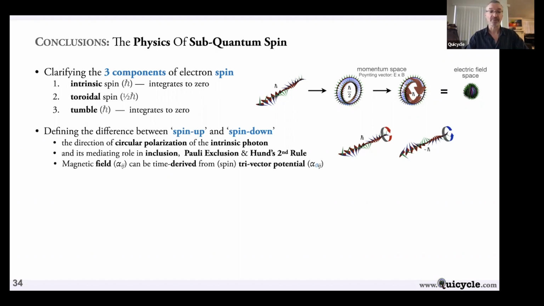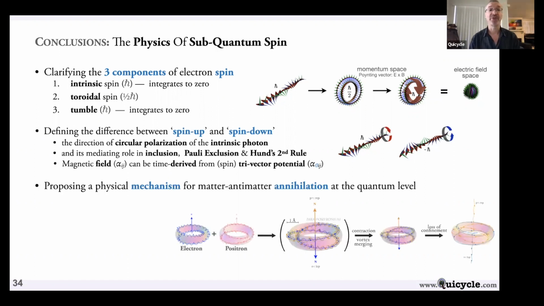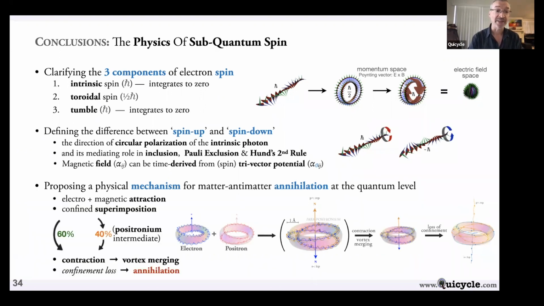And finally, we proposed a possible mechanism for matter-antimatter annihilation at the quantum level, and that occurs when electric and magnetic attraction confines the antiparticle pair in superimposition. It may or may not go through this positronium intermediate, but in either case, it will eventually contract. It will generate vortex merging through co-rotation, and that will disrupt the resonances of the particles, losing confinement and resulting in annihilation.